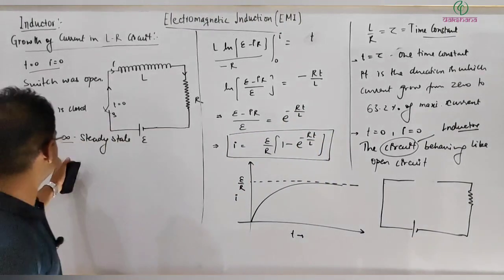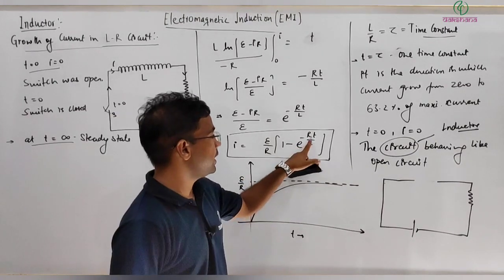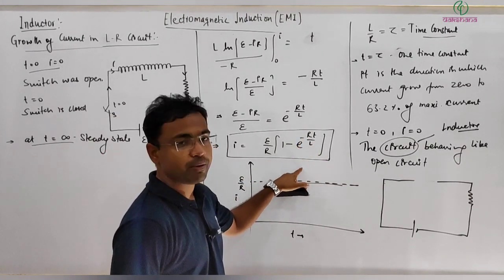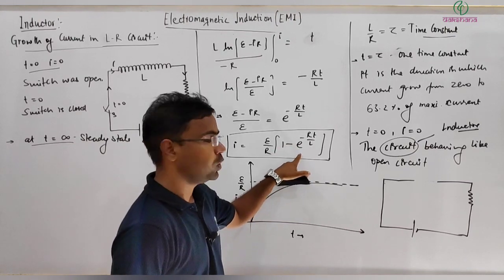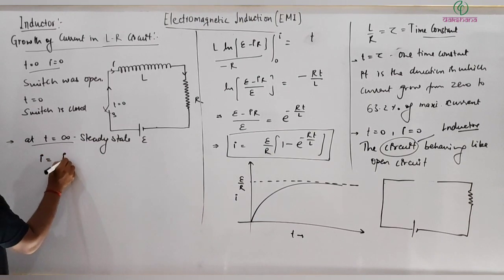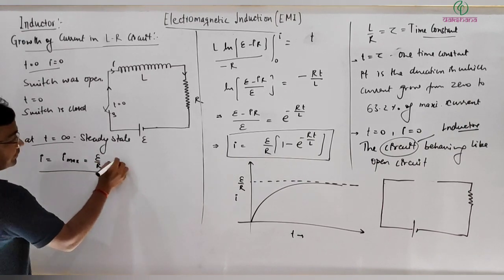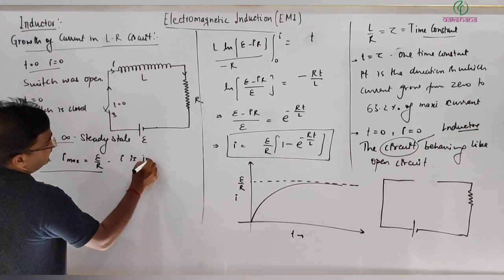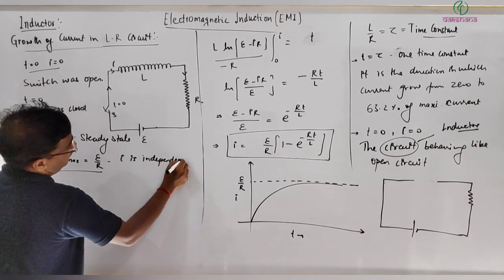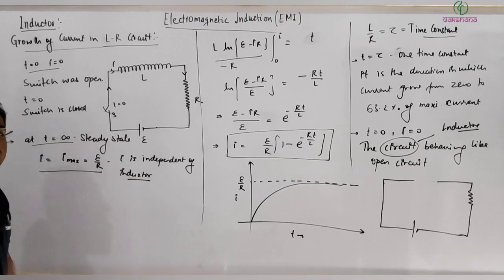Clear? So in this situation at t equal to infinity, steady state, I can write here, see, e power minus infinity means 1 upon e power infinity, that will be 1 upon infinity, which is 0. So it's coming out to be E by R. So I is equal to I max, and that is equal to E by R. I is independent of the inductor. It's not depending on the inductor, and you can see it's the maximum current, right? And that is equal to simply E by R.